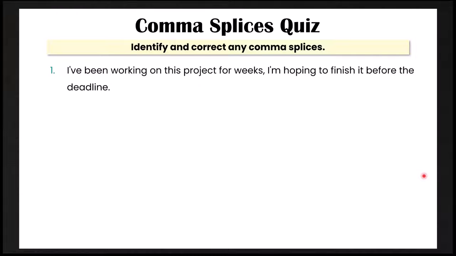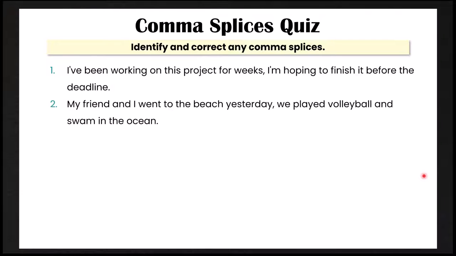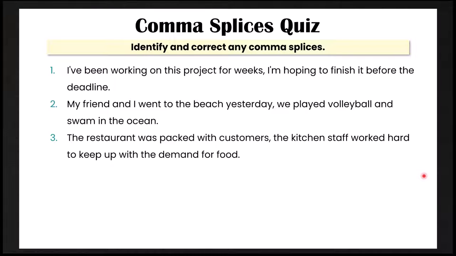Number one. I've been working on this project for weeks. I'm hoping to finish it before the deadline. Number two, my friend and I went to the beach yesterday. We played volleyball and swam in the ocean. Number three, the restaurant was packed with customers. The kitchen staff worked hard to keep up with the demand for food.